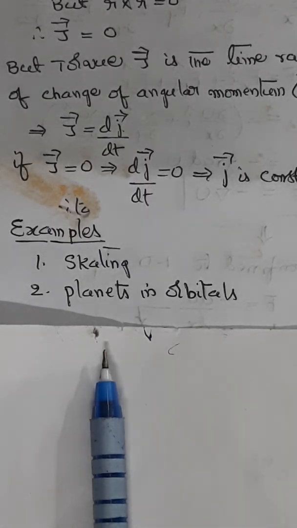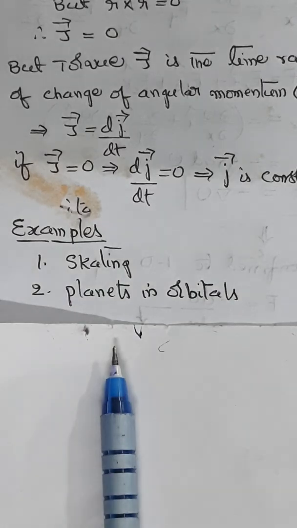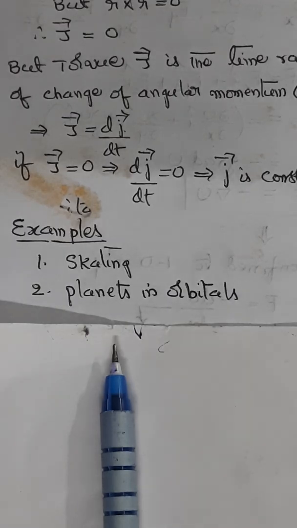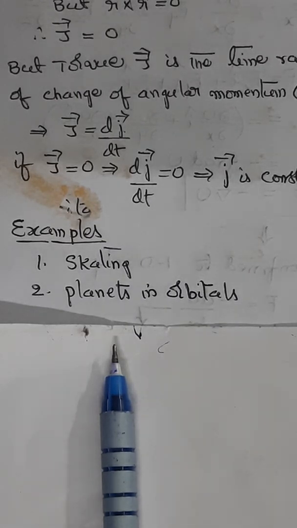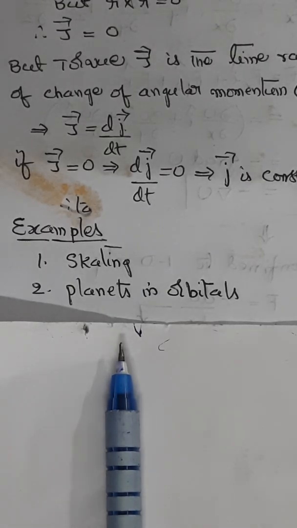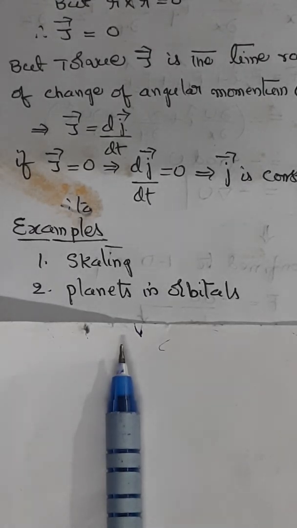Similarly, the other example is planets in orbitals. So let us look at the motion of planets in their orbitals. We all know that the planets move in elliptical orbits around the sun, with the sun at one of the foci. That is what is known to us. Now the gravitational force on the planet is acting in a direction towards the center of the sun. Therefore, the force is a central force. Because of this force, the angular momentum of the planet will be constant.